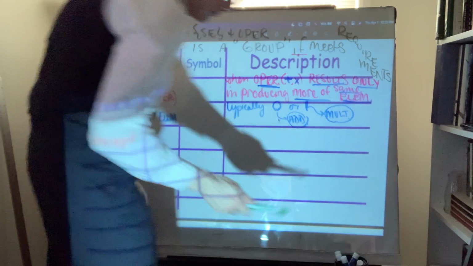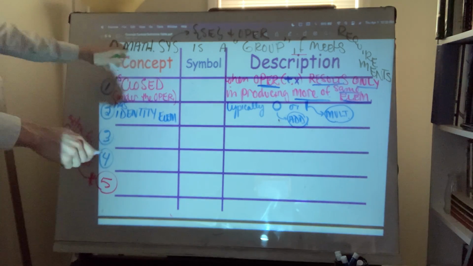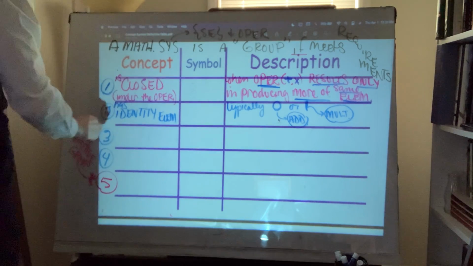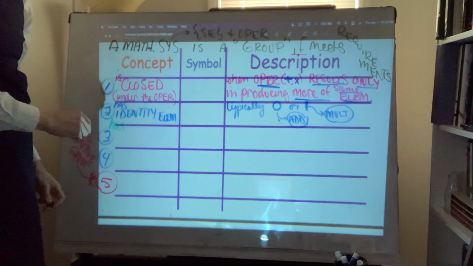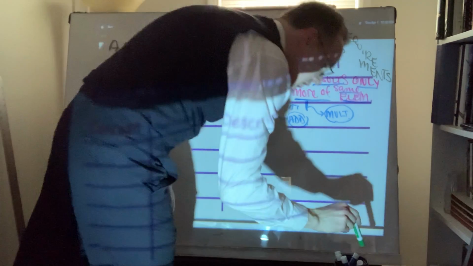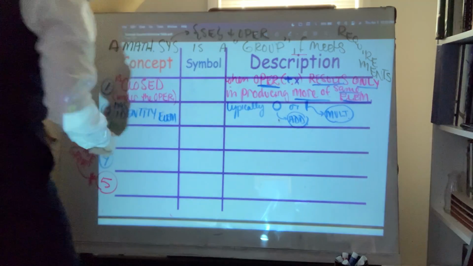I'm going to reluctantly use green. All right. A mathematical system is a group if it has the appropriate inverse. That's a bit faint, right? Oh, come on, green.